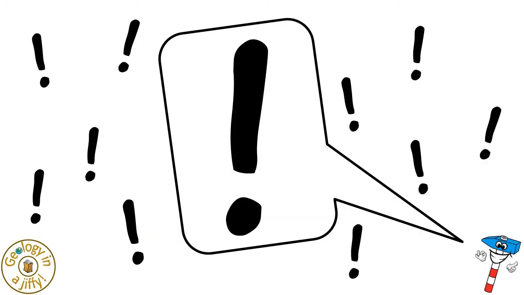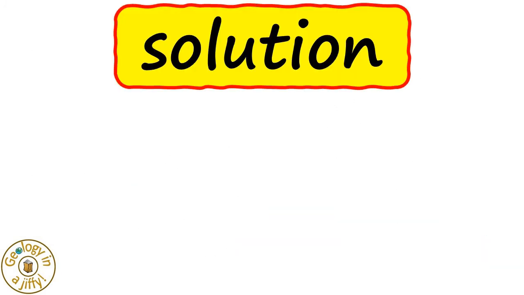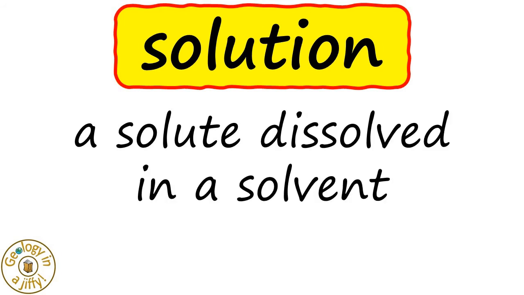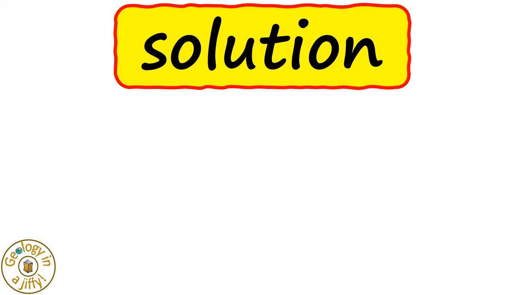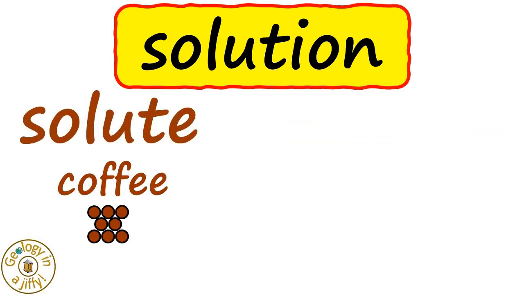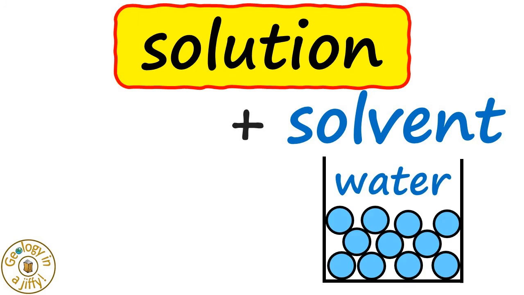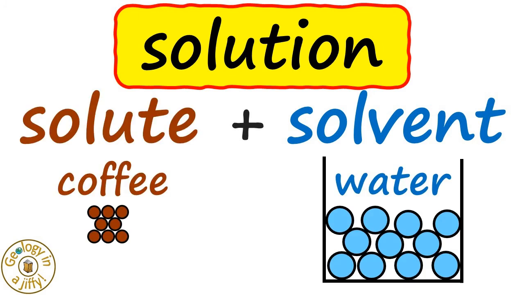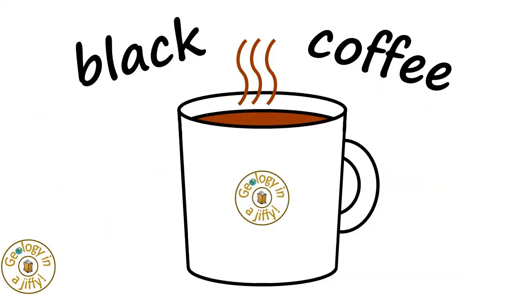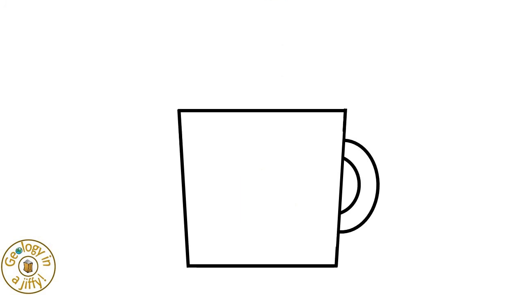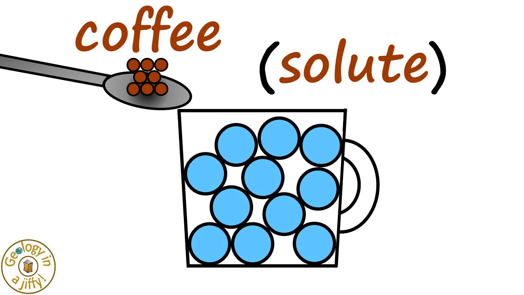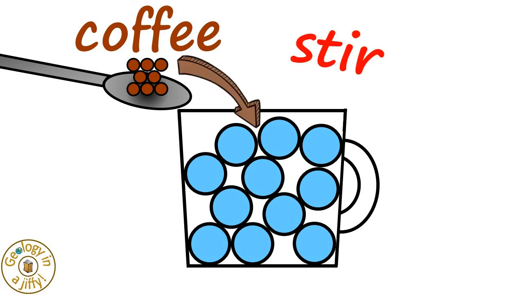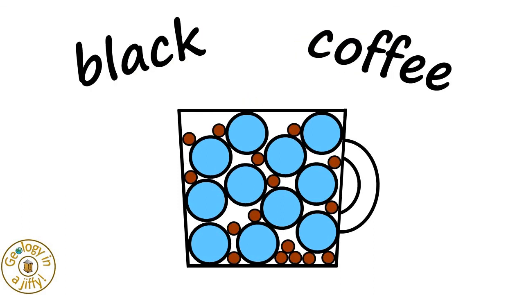That's amazing! Knowing that a solution is a solute dissolved in a solvent, let's study black coffee. This is a solution made up of a solute and a solvent. The solid solute, the coffee, dissolved in a solvent, the water. The solid coffee dissolved in water, making the solution called black coffee. We make the solution by taking the water, the solvent, and placing the coffee, the solute, into the water and stirring them, so making the solution called black coffee.